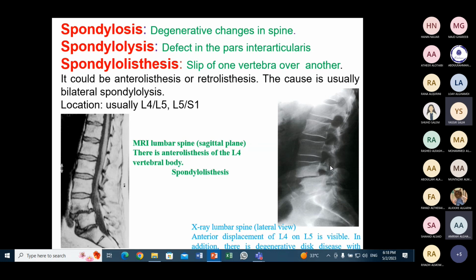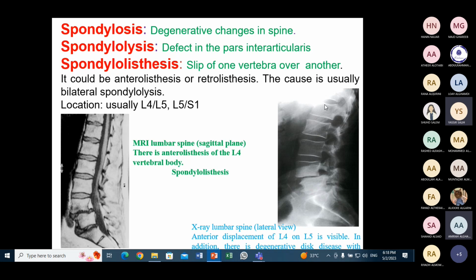اما السبونديلوليسثيسيس is forward or backward slipping of one vertebra over the other. مثلا زي دي لاحظ انه دي well aligned لكن دي not aligned مع the other. فسو the L4 is moved anteriorly. دي اتحركت للامام، يعني this L4 is displaced anteriorly. This is anterior spondylolisthesis of L4 over L5. They are not well aligned.